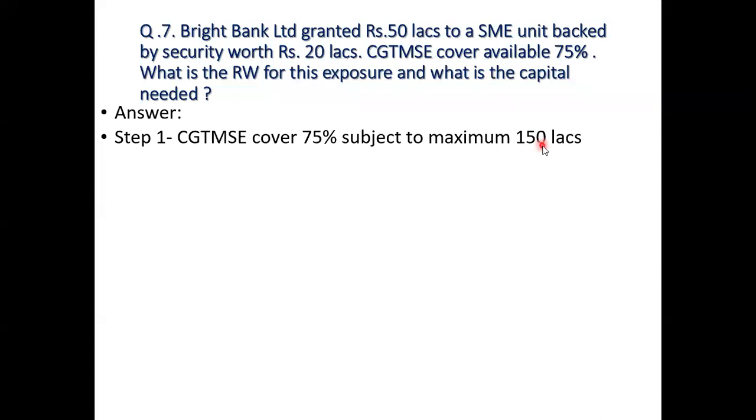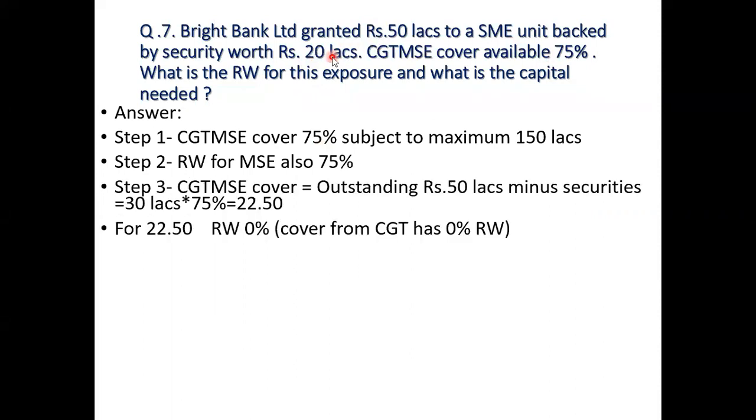So the risk weight is 75%. First one, you keep it in background. Next one, you come to the next one. And the CGT SME, they will not settle 75 on that outstanding. First, they will recognize the security. So 50 lakhs minus 20, they will reduce. Okay. First step is outstanding 50 lakhs.